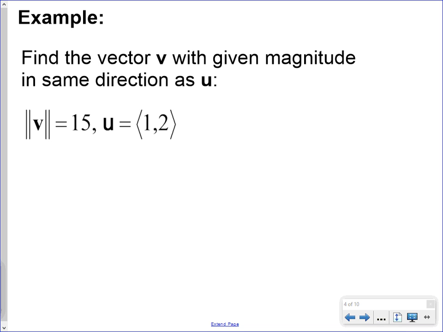Find a vector v with given magnitude in the same direction as u. And so they give us two bits of information: the magnitude of v is 15, and u is the vector 1, 2.